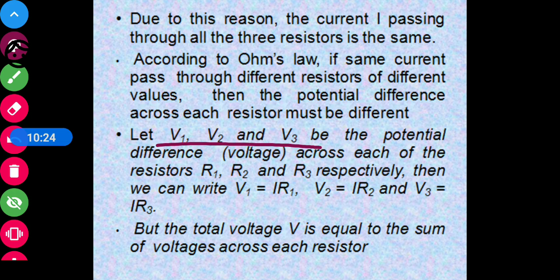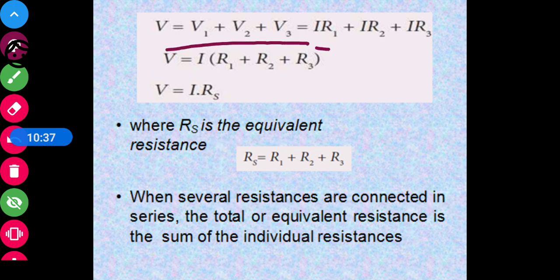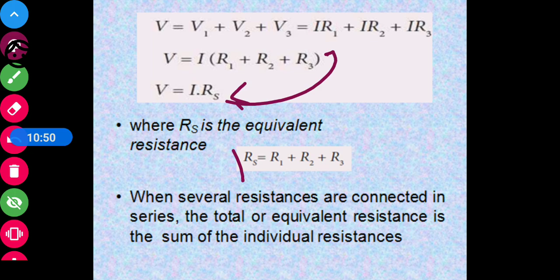Let V1, V2, V3 be the potential differences. Then V1 is equal to IR1, V2 is IR2, V3 is IR3, but the total voltage is V. So we can say that V is equal to V1 plus V2 plus V3. By putting in the values, we get V is equal to I Rs. Simply comparing these two equations, we reach the conclusion that Rs is equal to R1 plus R2 plus R3. That is, when several resistances are connected in series, the total or equivalent resistance is the sum of the individual resistances.